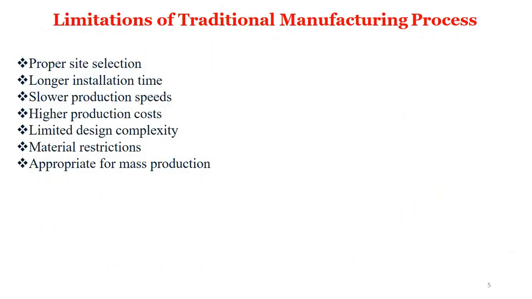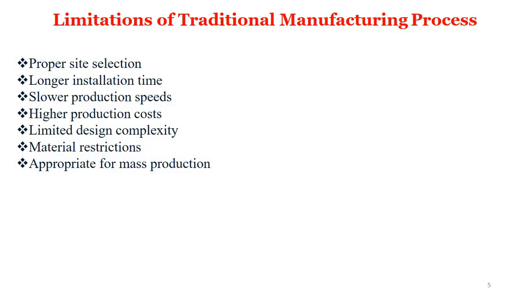Limitations of the traditional manufacturing process. Proper site selection: first we have to select the proper site where raw material and manpower are easily available, and which is good for business purposes. Proper site selection is a major criterion for installing any plant. Longer installation time: the installation of a plant is very long, needing 2 to 3 years, even 2 to 5 years.